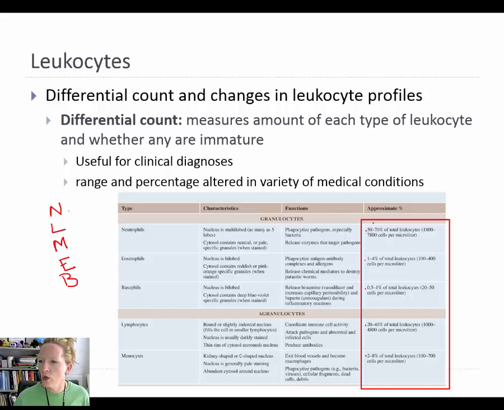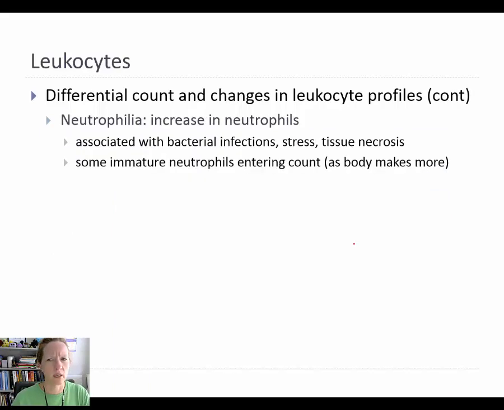So anytime this number goes up or it goes down, it gives the doctor a really good idea of what's going on. So let's say they have a lot of neutrophils in their bloodstream. An increased amount of neutrophils is going to be neutrophilia. And usually it's some kind of bacterial infection. But again, it can be stress. It can be with tissue necrosis. If you think about it, you probably still have a lot of bacteria in the necrotic tissue. So that can be some of the issues there.